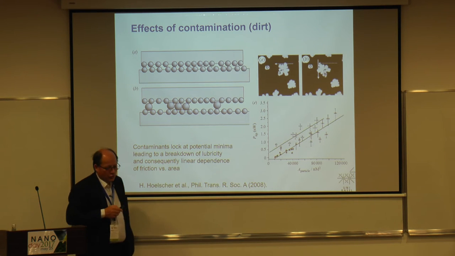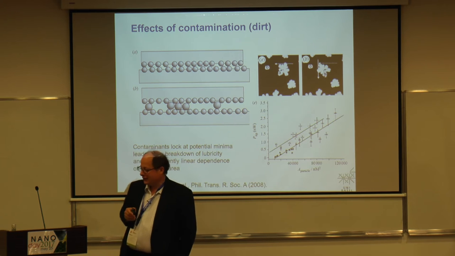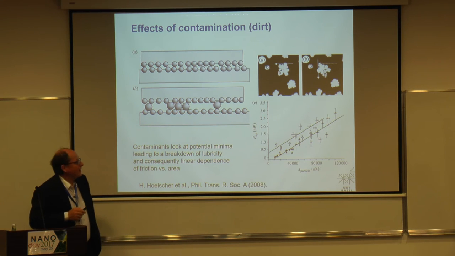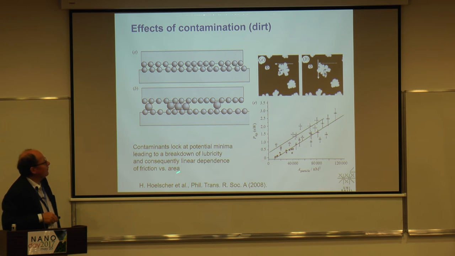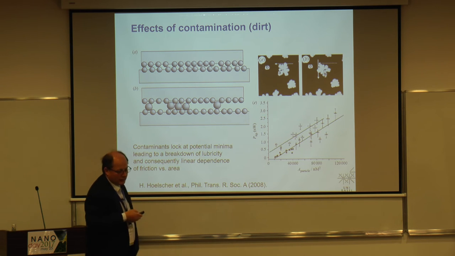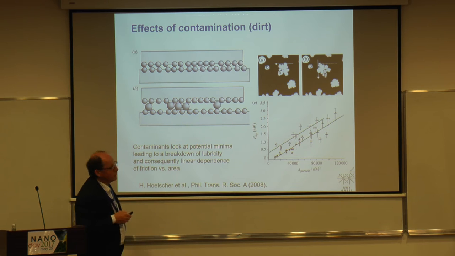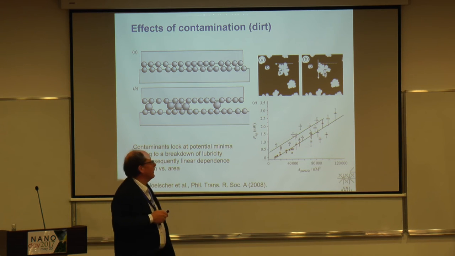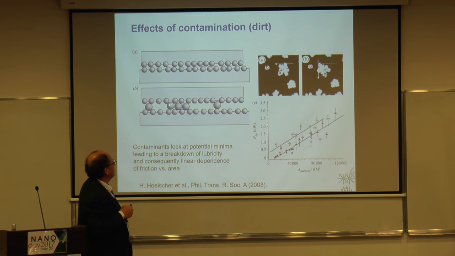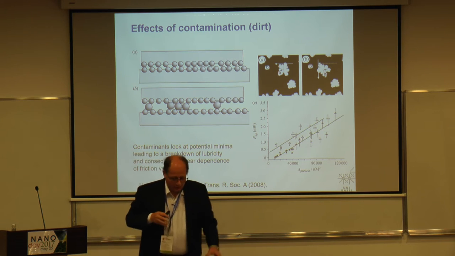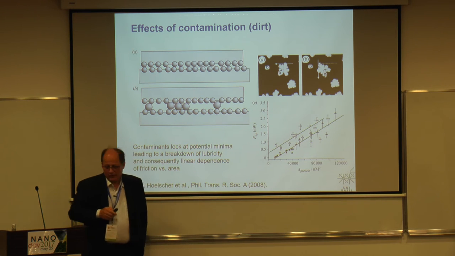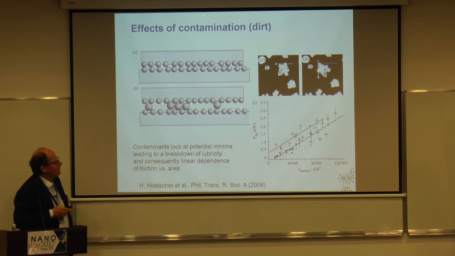I mean, what is now the problem with this structural lubricity? This is shown here, from Hendrik Hölscher. He explained it very well. So if you have a normal contact in air or something, very often, of course, you have some contaminants. Yeah, and they are mobile, and then the problem is that they basically move in here at positions where they lock, and then the friction basically starts to increase, and this concept of structural lubricity breaks down.